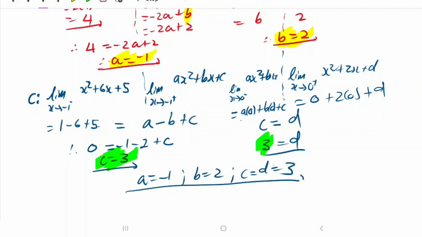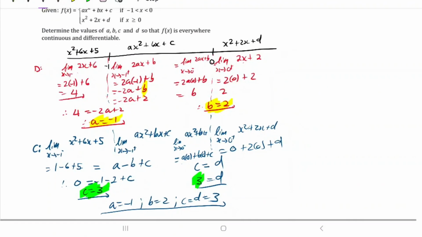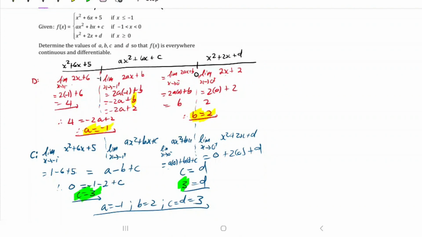So this is how you then approach a question of this type. This is a nice miscellaneous equation checking differentiability. Make sure that you use continuity where you can and use differentiability where you can.